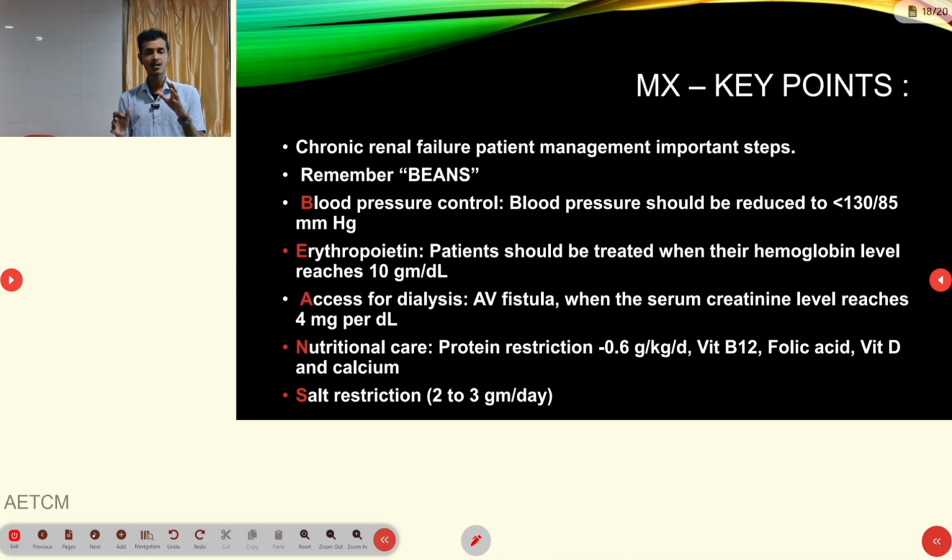What is the core management? First we will target blood pressure control. Second we have to think about erythropoietin supplementation, and then we have to arrange dialysis, nutritional care, and finally we have to restrict salt.